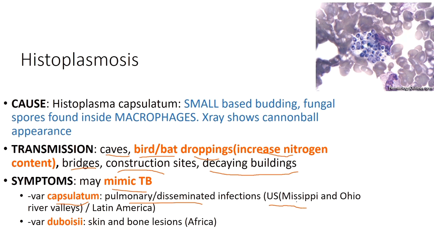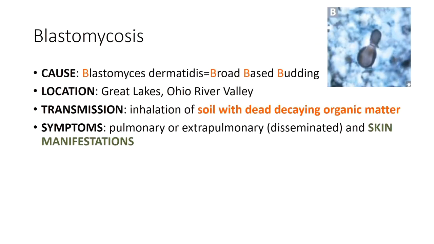Sorry for the misspelling: Mississippi and Ohio River valleys, which is pretty much central U.S., and then Latin America, and then skin and bone lesions, and that's going to be in Africa. They're probably not going to ask you that one, but for capsulatum, definitely know that you get it in the Mississippi and Ohio River Valley.